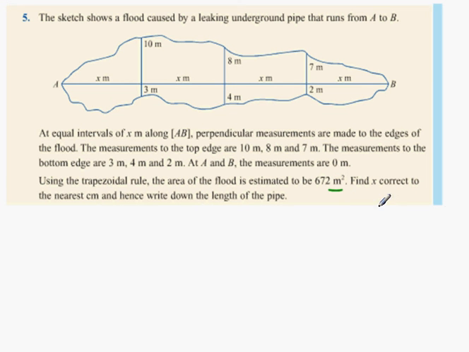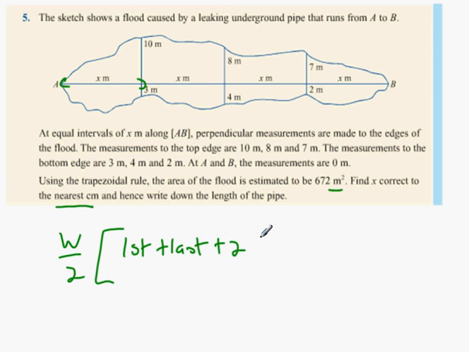Now, we're going to get our answer in meters, and then we're going to have to convert to centimeters. X is known as what, guys? I want it in centimeters. Look at the diagram with the meters also. So first plus last plus 2 times remaining, and that all has to equal 672.